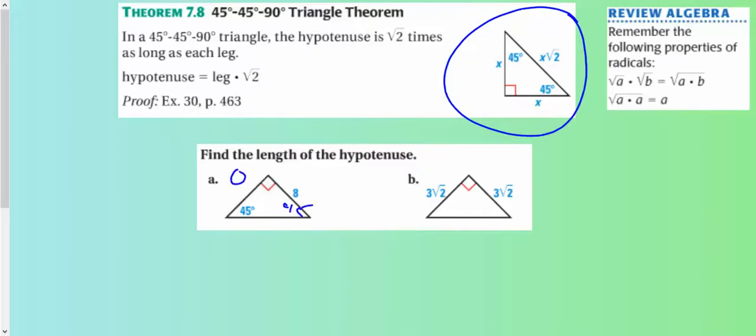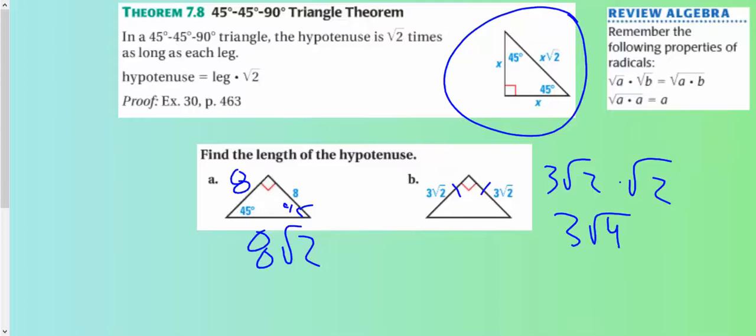So this would be 8, and this would be 8, and then this would just be 8 root 2. Here you have 3 root 2. Again, it's an isosceles right triangle, 3 root 2. And what you're going to do is take that leg, multiply it by root 2. And it might look weird because we already see the root 2. Well, there's another root 2. And so that's 3 root 4, which is 3 times 2, which is 6. So that would be 6 right there.